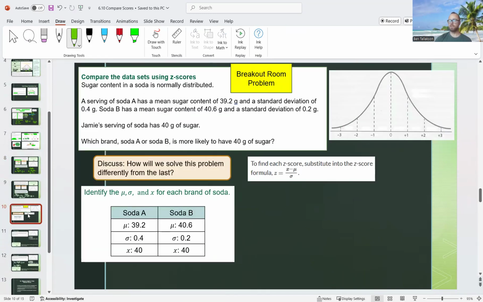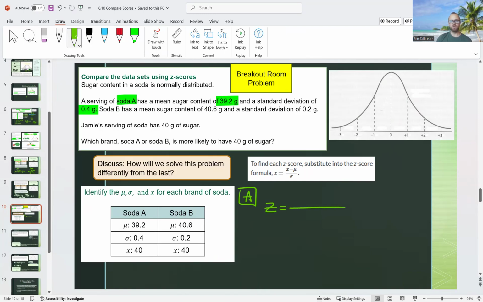And let's do the same thing, different situation, table of values. This will be a good chance for you to practice on your own. Okay, compare the data sets using z-scores. Sugar content in a soda is normally distributed. A serving of soda A has a mean sugar content of 39.2 grams, standard deviation of 0.4 grams. Okay, and then they go on to soda B. Let's focus first on soda A. They already asked for the z-scores, so we know we're using that formula.